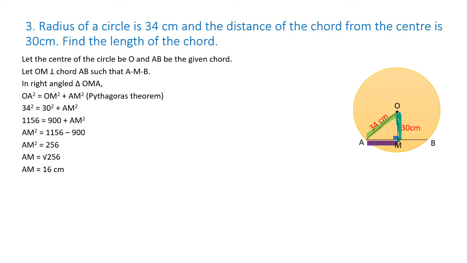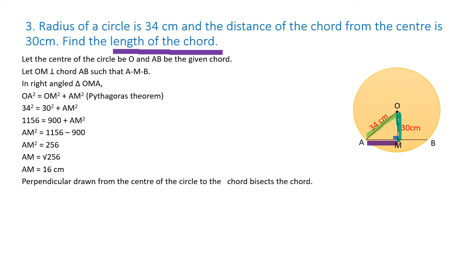this is 16. But I have been told to find out the length of the chord. So if this is 16, then this will also be 16. So let us see how we do that. First we will give the reason, because we cannot directly say that AB is double of AM. We have to give the reason. So we say that the perpendicular drawn from the center of the circle to the chord bisects the chord, and therefore AM is half of AB.